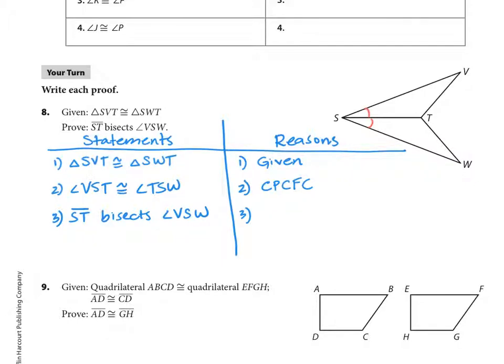And our reason number 3 is, this one's a little bit trickier, but because the top angle and the bottom angle are both the same, right? That goes to our definition of angle bisector. The definition of an angle bisector is that the bisector cuts the angle in half, right? And cutting it in half means that one of the parts of the angle is equal to the other part of the angle.